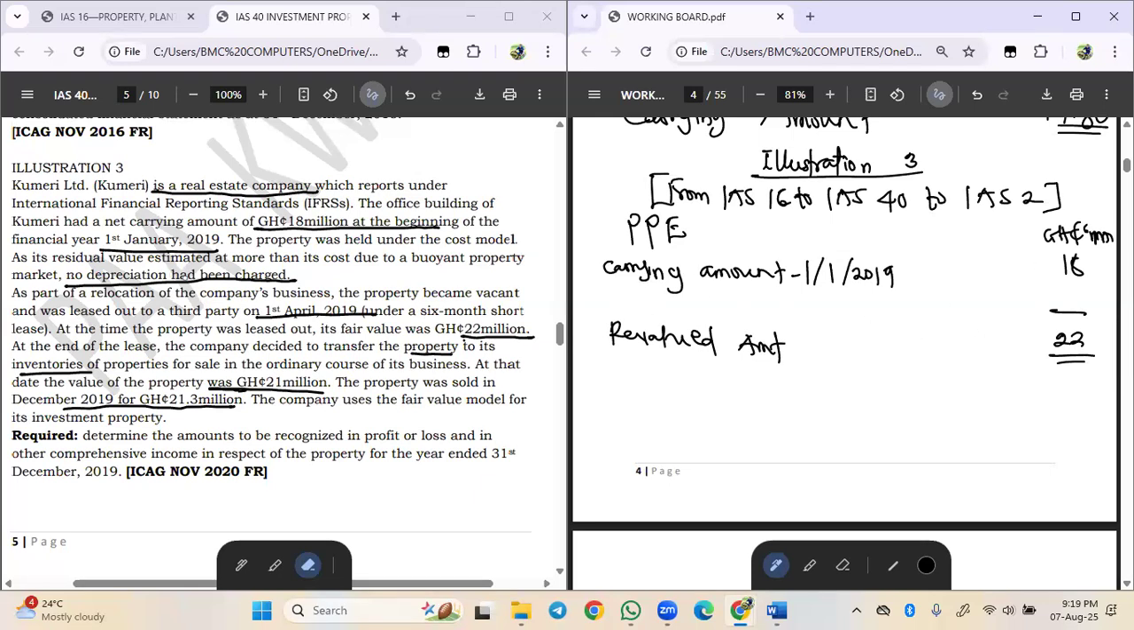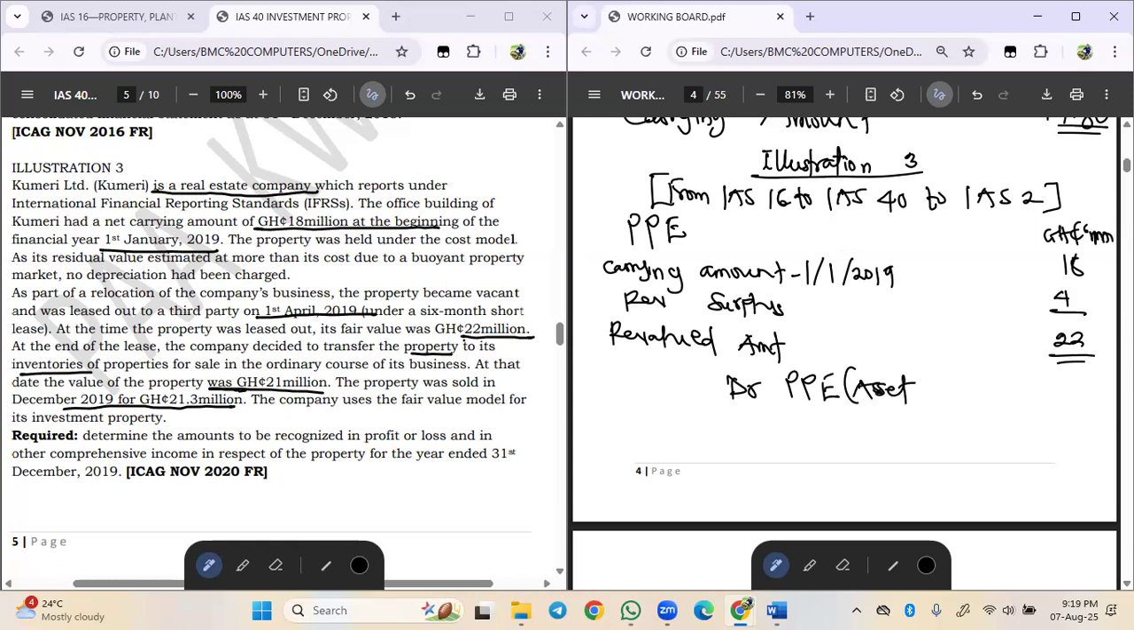They said that no depreciation had been charged. The moment you see no depreciation had been charged, you don't have to worry yourself to find depreciation. So the difference will be the revaluation surplus of 4. And we know that double entry is simple. You debit the PPE, in this case that particular asset, with 4 million. So when you go to PPE, add plus 4. Then you credit the OCI, other comprehensive income, also with the 4.